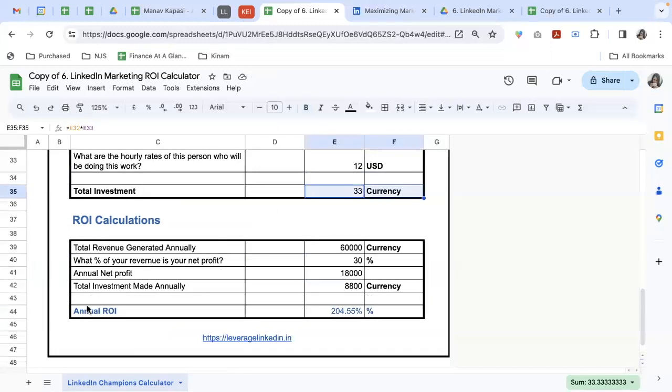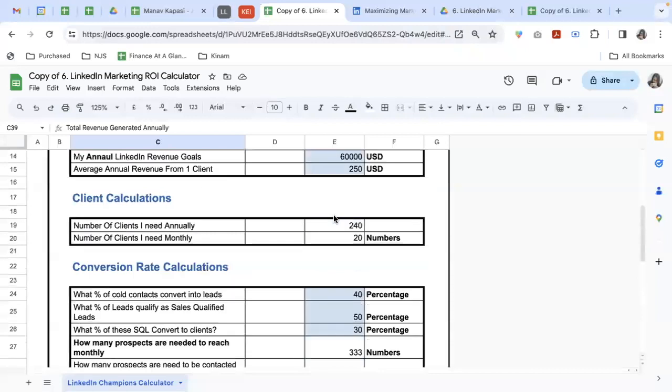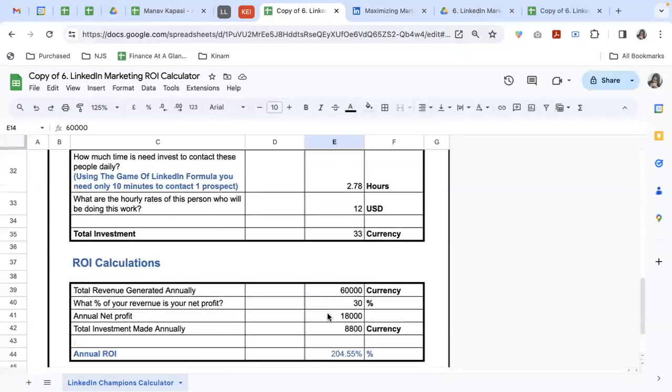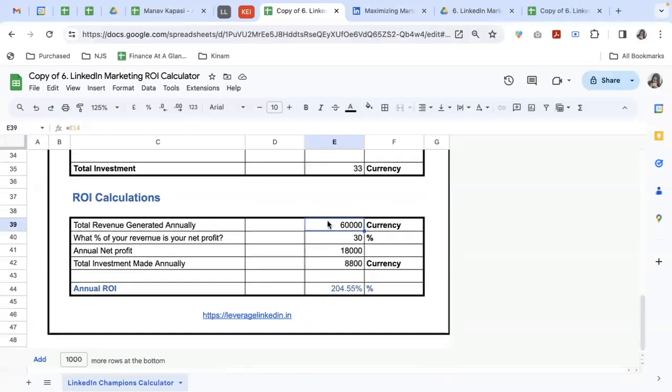Now let's talk about the total revenue that we want to generate annually. We mentioned 60,000 over here, so 60,000 is here. Now, what percent of your revenue is your net profit? This is on you. If it is 30, if it is 25, you can just write it over here.